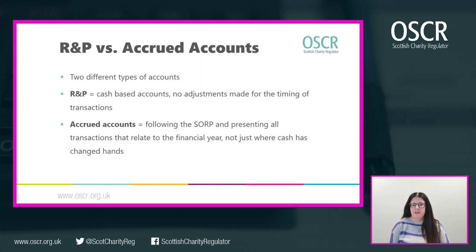Accrued accounts are prepared following the Statement of Recommended Practice, or the SORP as we often talk about. And these present all transactions that relate to the financial year, not just where cash has changed hands, but also where we take account of timing differences. A good example of this is perhaps where the charity has received an electricity bill after the end of its financial year, but that bill actually relates to the financial year. In a set of accrued accounts, we would include that in our expenses because it does relate to the financial year, even though we haven't received the bill until later on.